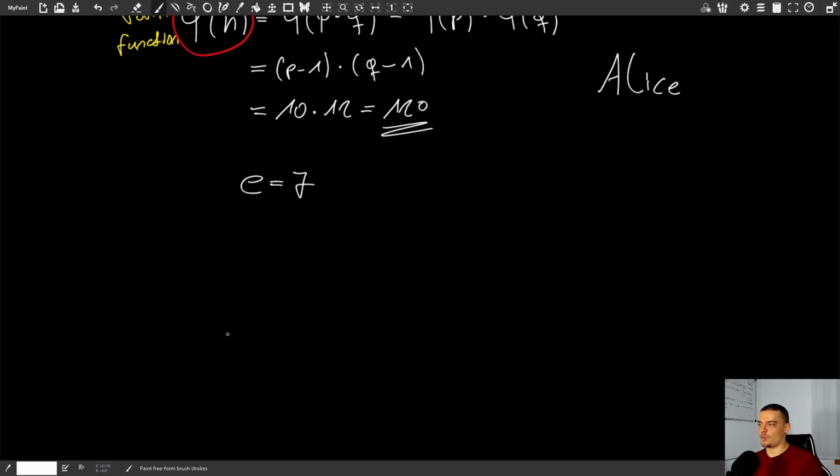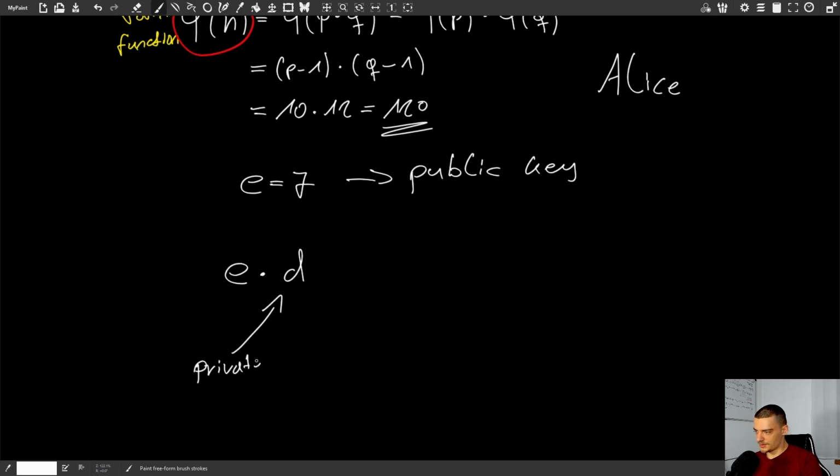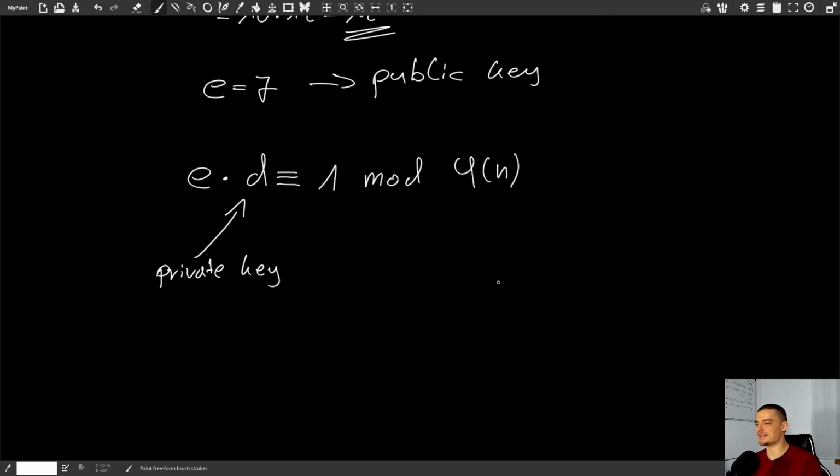Now, the magic comes here with the determination of the private key. Since this is the public key, we now need a corresponding private key. And how we find this private key is by saying it has to fulfill the following rule. E times D, D is going to be our private key. The following relation has to be true. This is the multiplicative inverse, meaning if I multiply E times D, the result is congruent to 1 modulo phi of n. What this means in clear text is that when I multiply these two numbers, whatever they are, this public and private key, I get a remainder of 1 if I was to divide by phi of n.